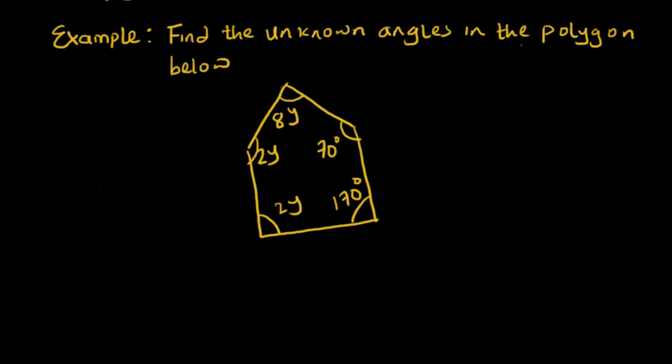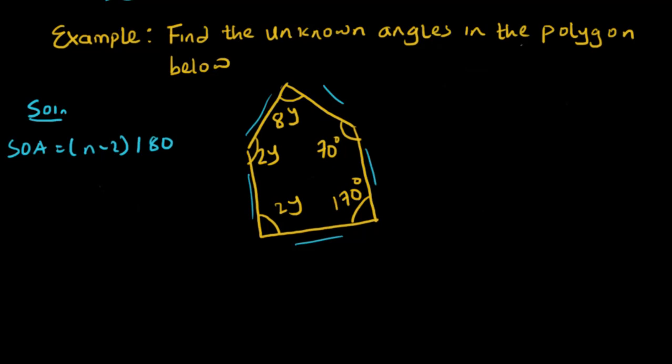So we have: find the unknown angles in the polygon below. The first thing we need to do is to find the sum of angles in this polygon. Remember, the formula is sum of interior angles equals (n minus 2) times 180. In this case, what's our n? 1, 2, 3, 4, 5. This polygon has 5 sides.